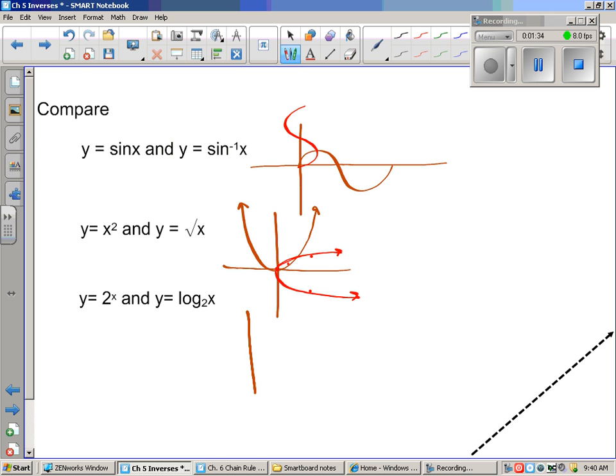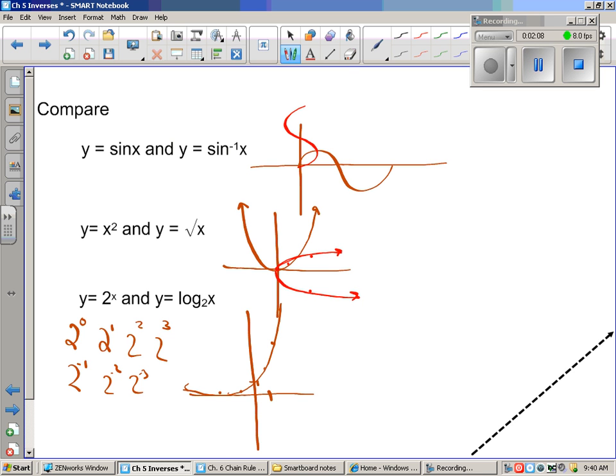All right, let's try this one: 2 to the x. Maybe you don't know what that graph looks like, but I'll start you off. Let's try 2 to the 0. At 0, it would hit at 1. 2 to the 1, so at 1, we would hit at 2. 2 squared would be 4. 2 cubed would be 8. Let's try some negatives. 2 to the negative 1 would be 1/2. 2 to the negative 2 would be 1/4. 2 to the negative 3 would be 1/8. And so this graph looks just like this.